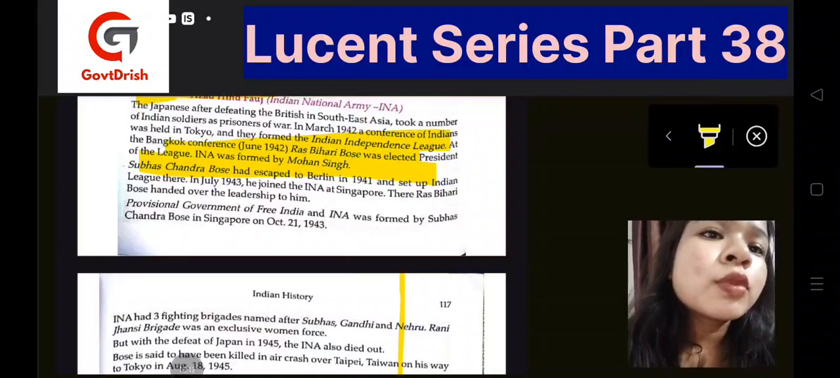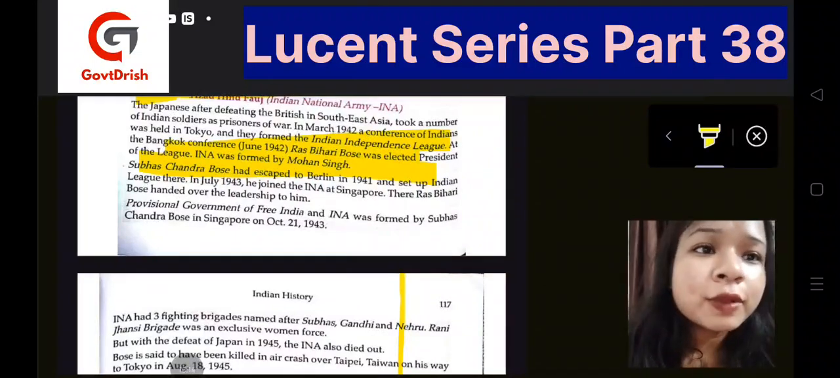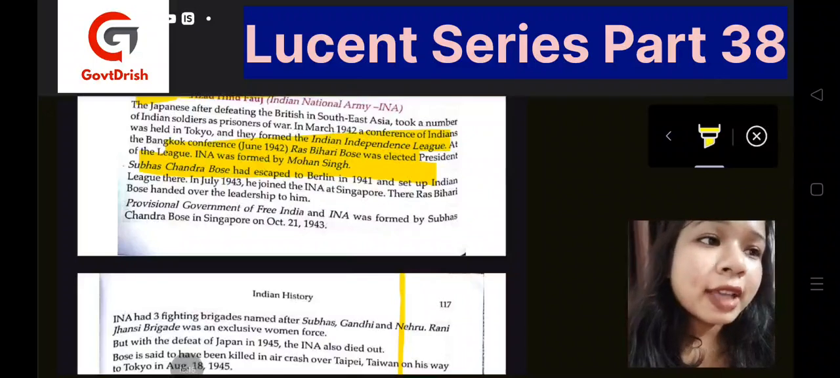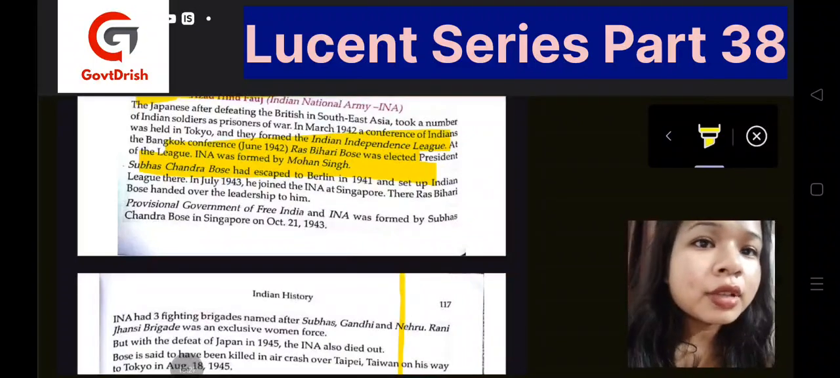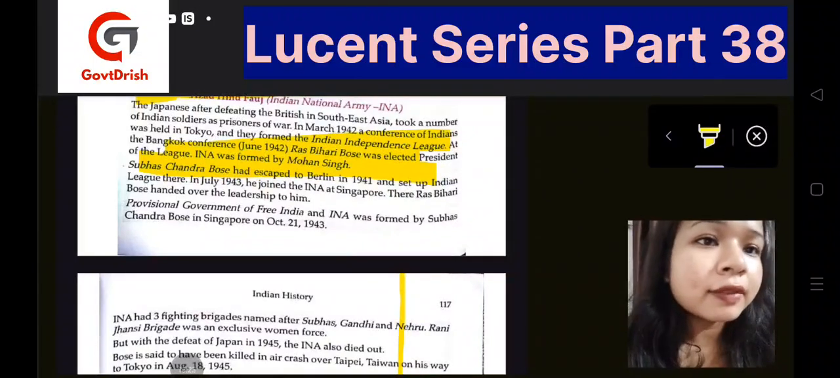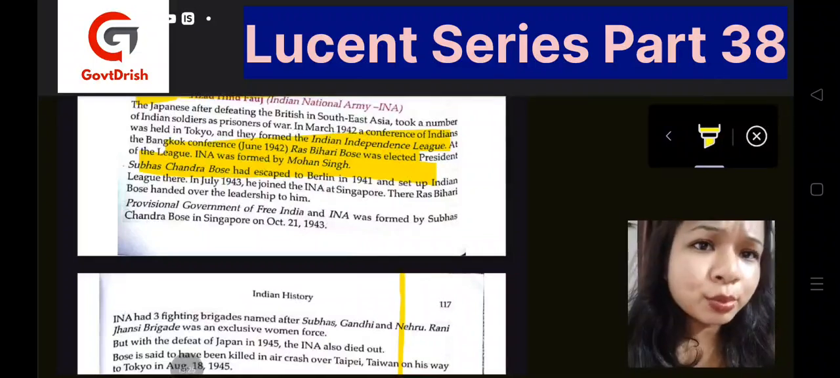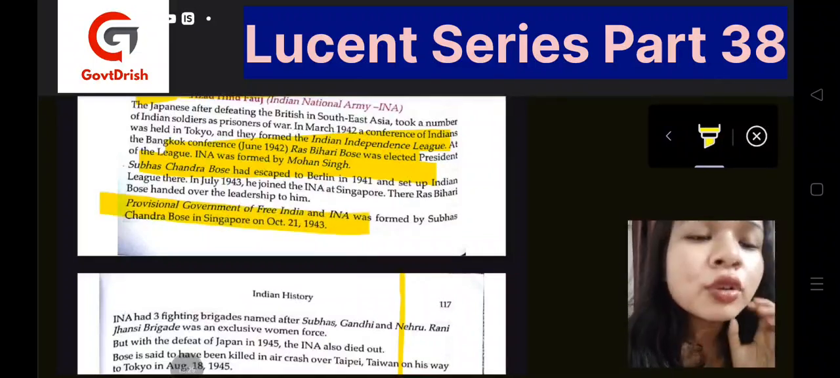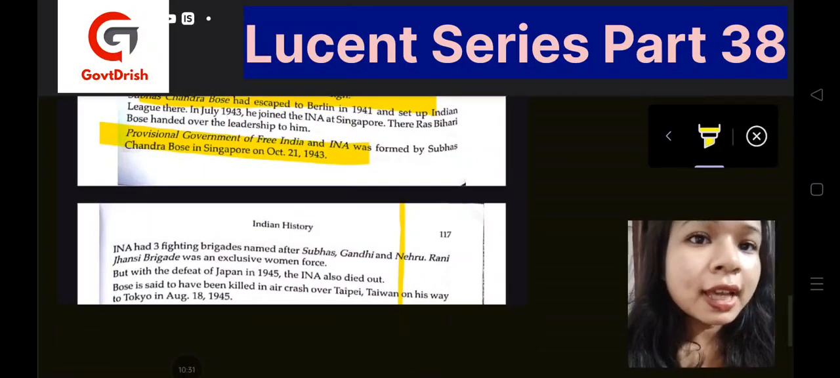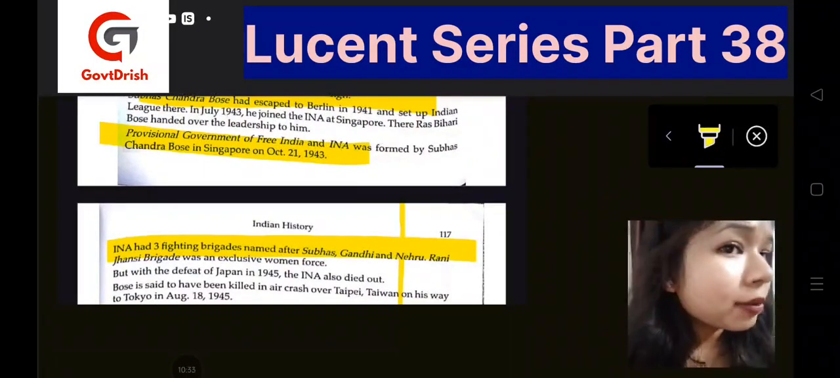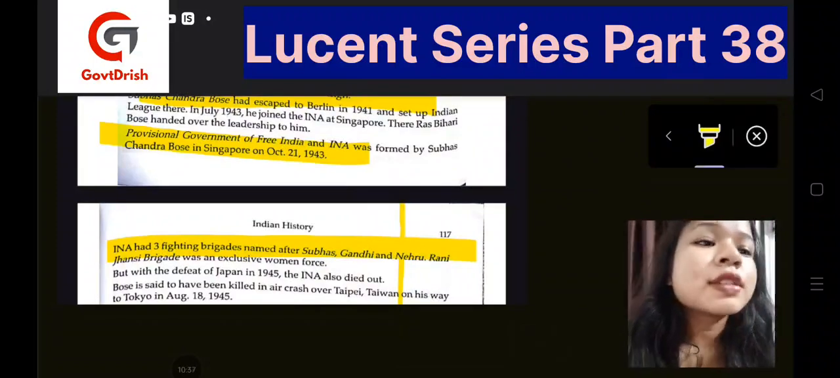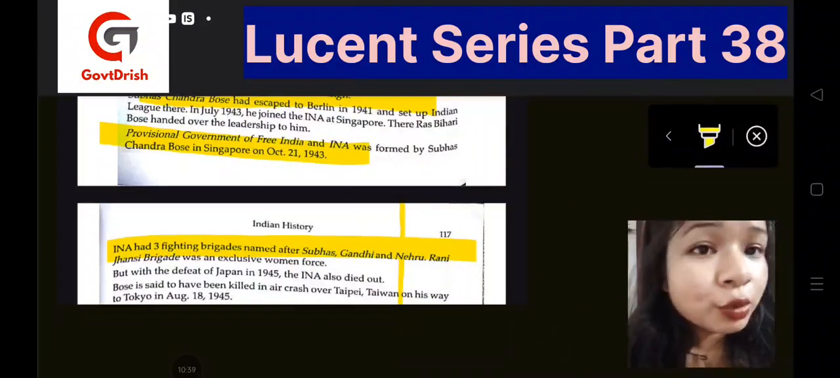Subhash Chandra Bose had also skipped to Burma in 1941, and they had set up an Indian Independence League there, and he joined the INA in Singapore. Rash Behari Bose, after he joined, handed over the leadership to him. So the Provisional Government of India (INA) was formed by Subhash Chandra Bose in Singapore in October 1943. He had 3 fighting brigades named after Subhash, Gandhi, and Nehru. The Rani Jhansi Brigade was an exclusive women's force. Even women were included there.